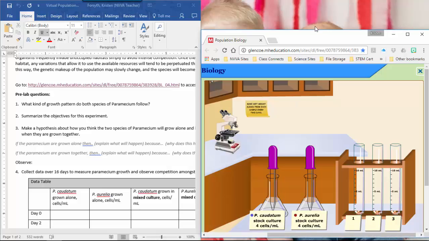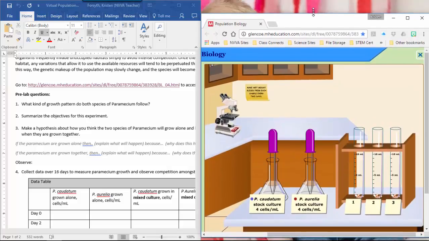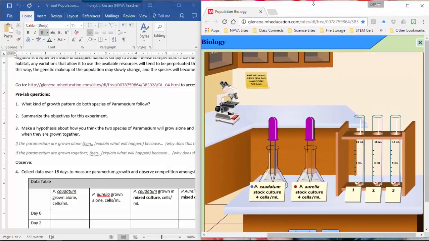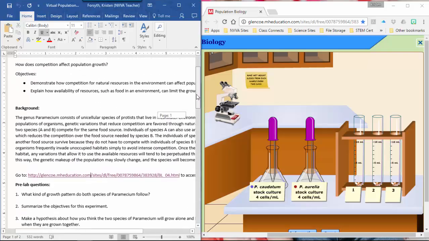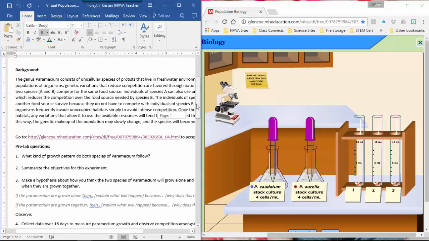So what you'll see here is I have two screens open. On the right-hand side, I have the website for the Virtual Population Lab. And over here on the left side, I have the document, which you will write your answers to from the Virtual Population Lab. Okay? So the goals and objectives are here.